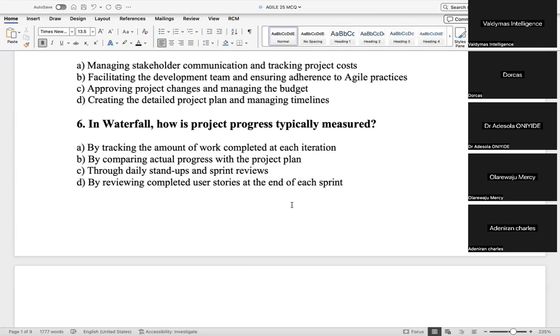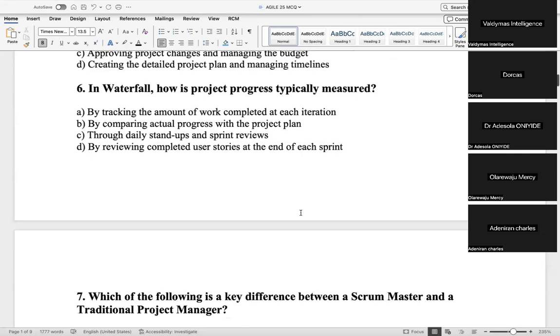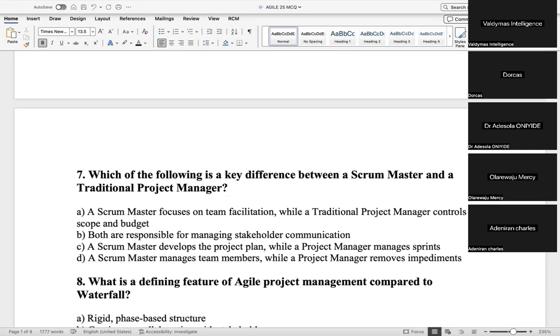Sorry, I was thrown out again, so I just came back in. In waterfall, how is project progress typically measured? By tracking the amount of work completed in each iteration, by comparing actual progress with the project plan, through daily stand-ups and sprint reviews, by reviewing completed user stories. B. Excellent. So that's the way it is done in traditional project management. We just check the actual progress against the project plan and then we calculate percentages. And if we are not meeting up, then we start working around the cost, the scope, and everything.